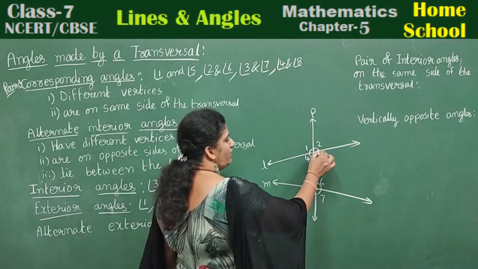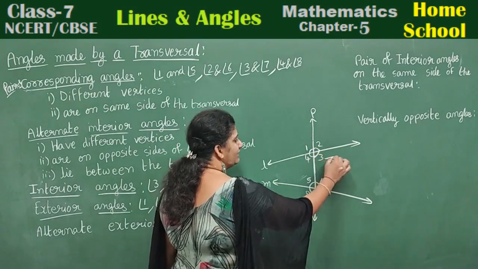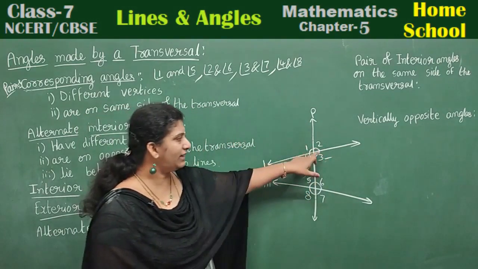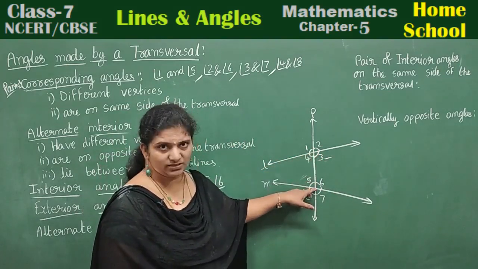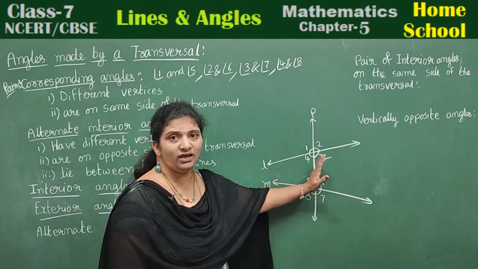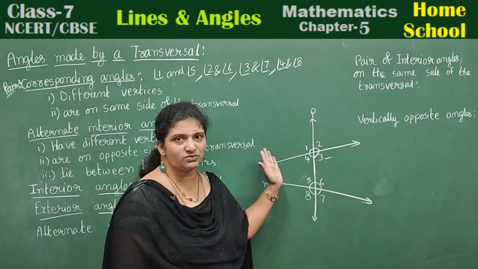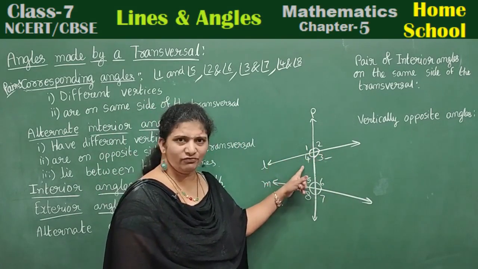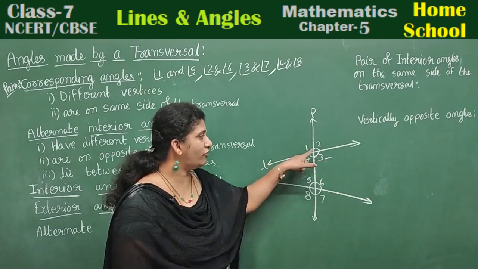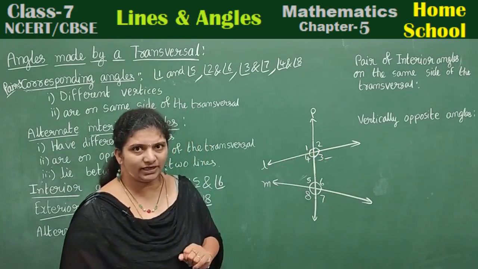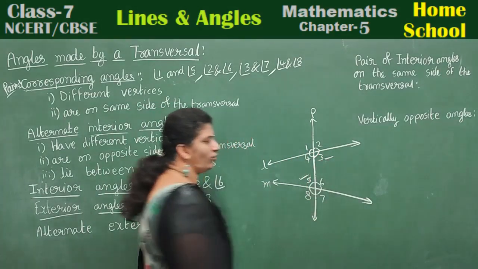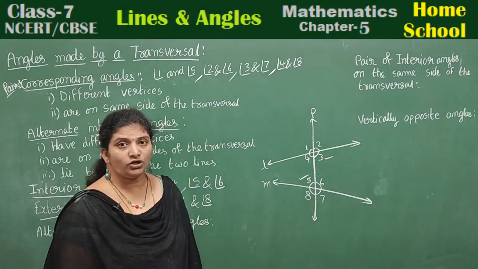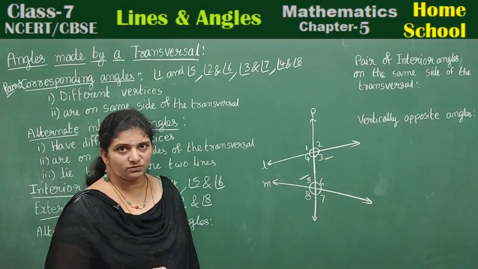Okay. Now if I consider angle 3. Angle 3, if you see this vertex and this vertex, the angle should be on the opposite side of the transversal. Angle 3, angle 4? No, because 3 and 4 are arising from the same vertex. So, angle 3 is alternate to angle 5. Or you may remember the Z shape also.